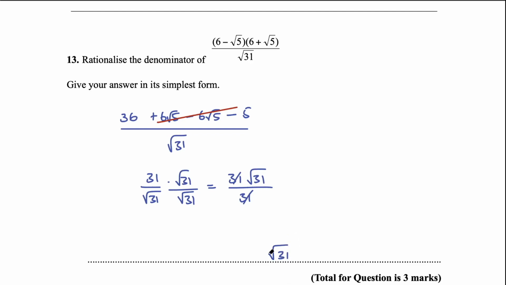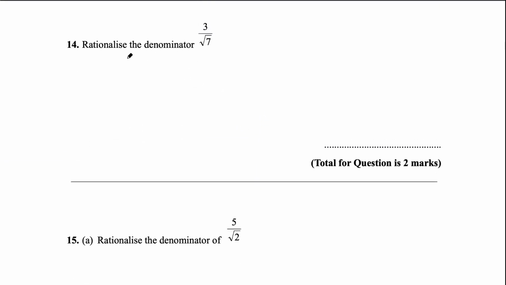There's not going to be any factors that I can simplify. Okay, question 13. Question 14 says rationalize the denominator again. All right, this should be almost, you could do this in your sleep by now. 3 times root 7, 3 root 7. 7 times root 7 times root 7 is 7. So final answer there is going to be 3 root 7 on 7.